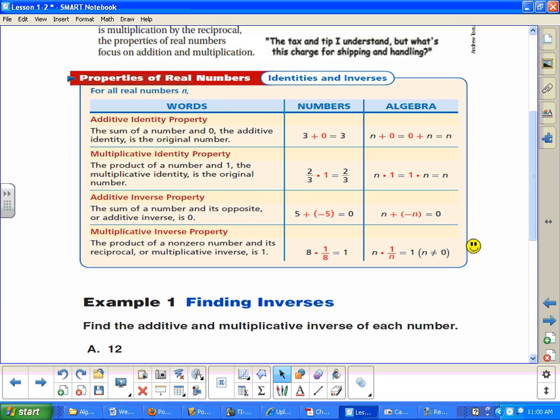So those four properties, things that make sense to you, but just a little reminder that, so additive identity, we add 0, get the same number. Multiply by 1, we get the same number. Additive inverse, they're the opposite because when I add them, I get 0. Multiplicative inverse, when I multiply two numbers, I get 1. So it has to be the reciprocal. And whether it's positive or negative, it's still the reciprocal.